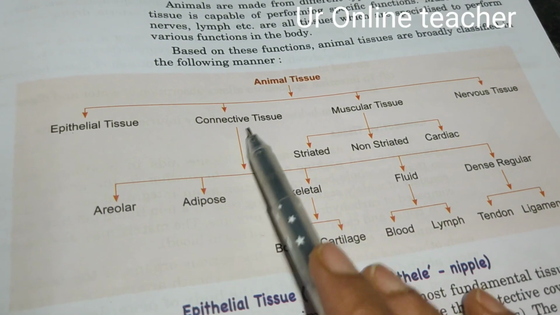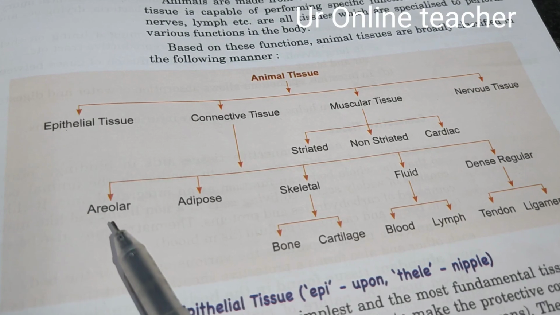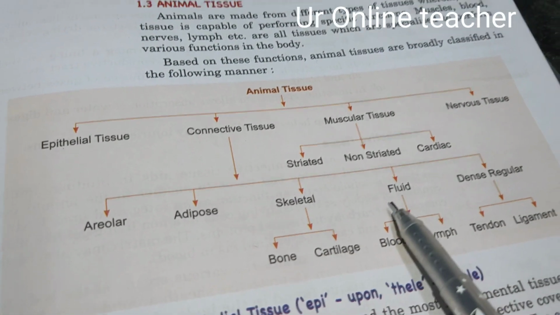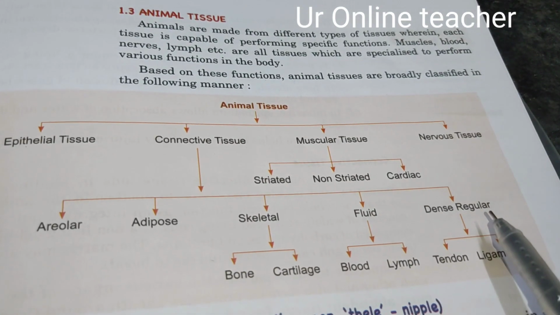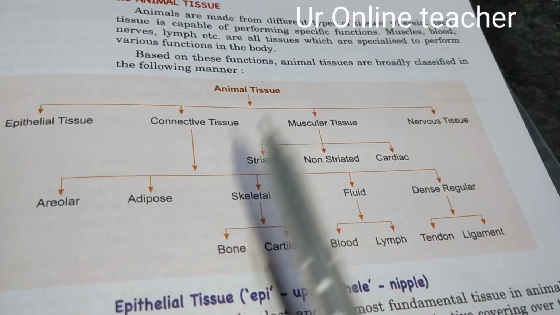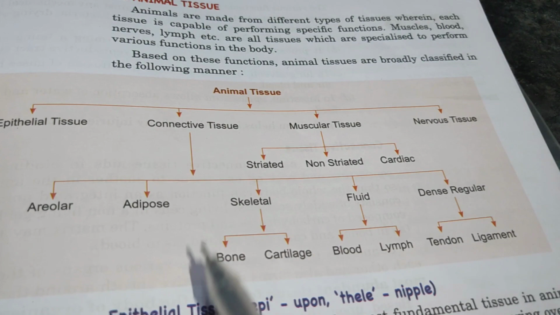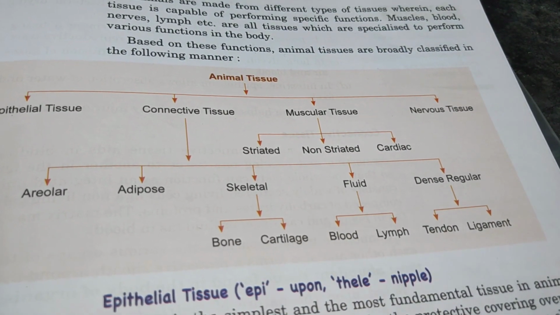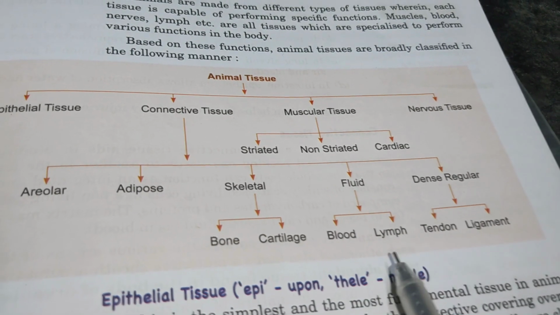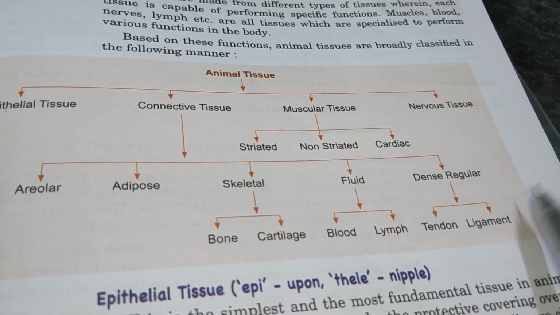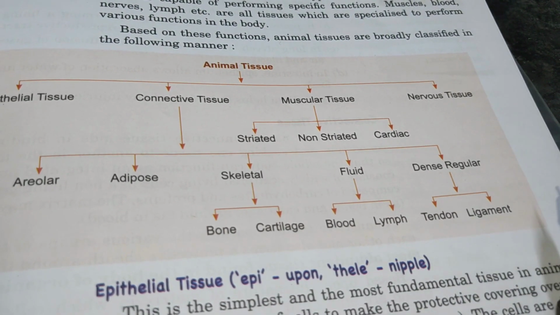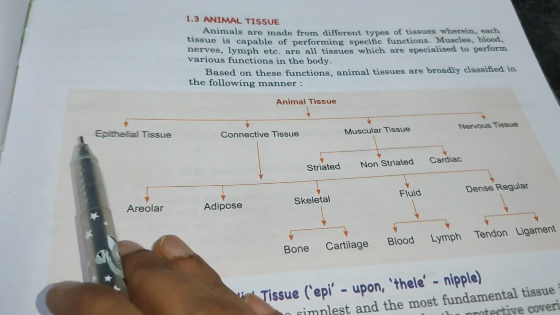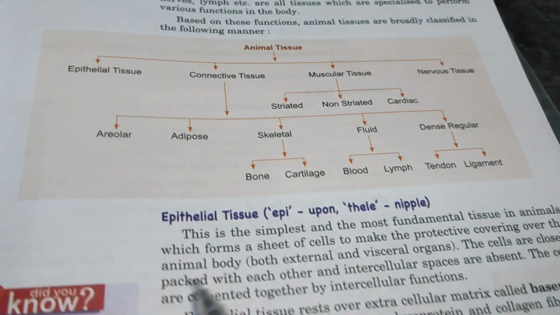Then in connective tissue we can see different types: areolar tissue, adipose tissue, skeletal tissue, fluid connective tissue, and dense regular tissue. In skeletal tissue, bone and cartilage. In fluid connective tissue, blood and lymph. And in dense regular tissue, tendons and ligaments. Like this it is classified. Let's see about epithelial tissue.